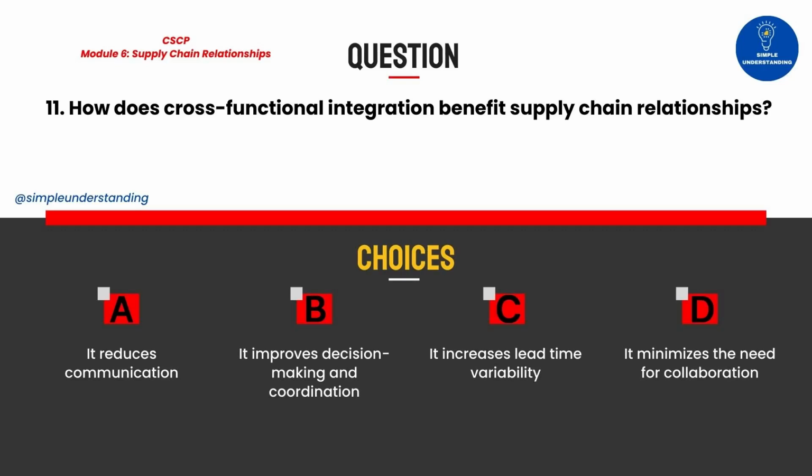11. How does cross-functional integration benefit supply chain relationships? A. It reduces communication. B. It improves decision-making and coordination.